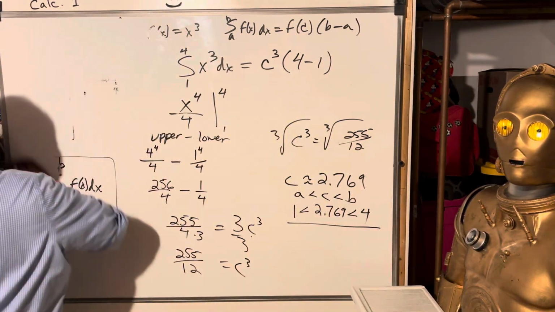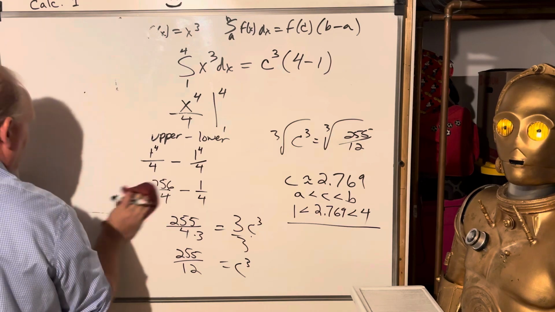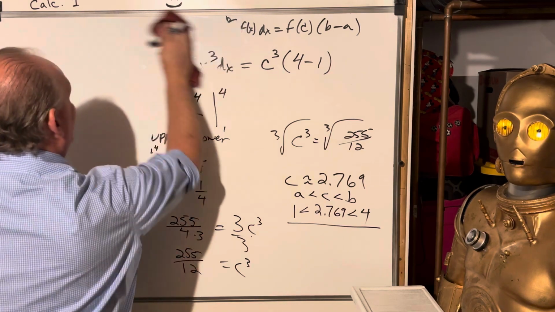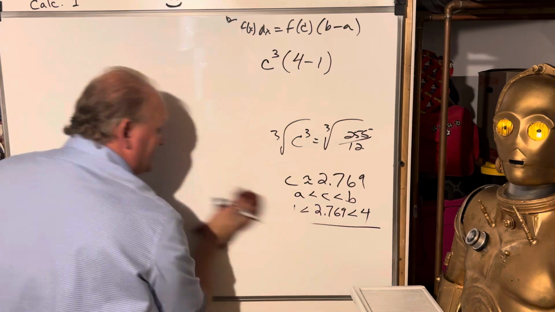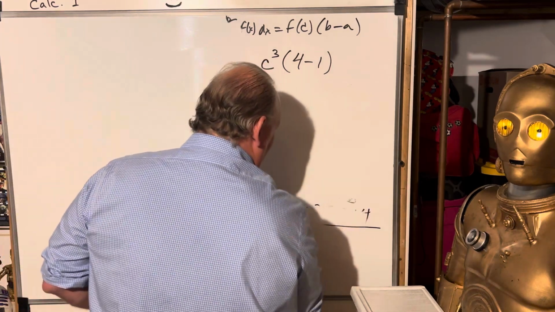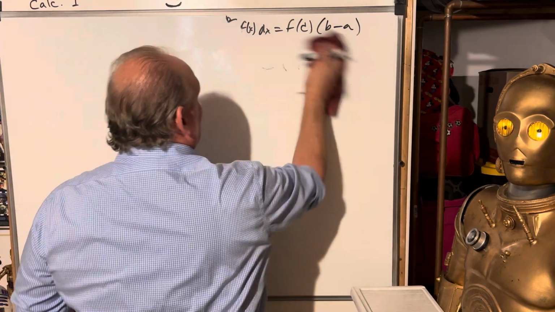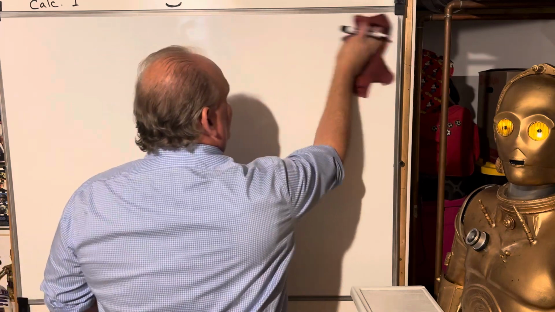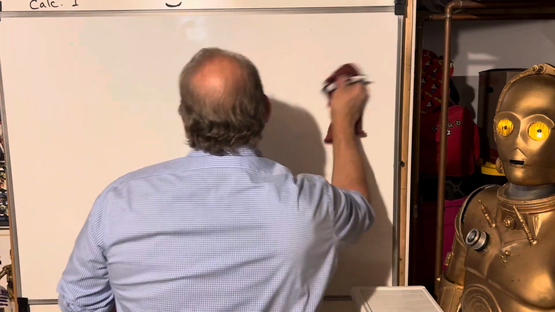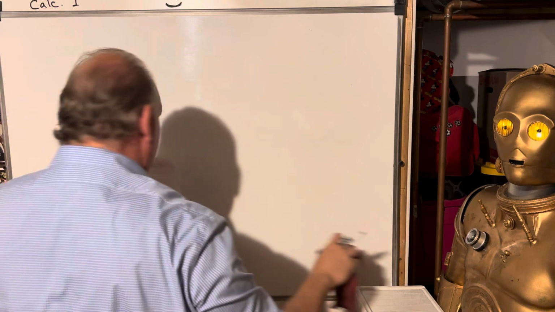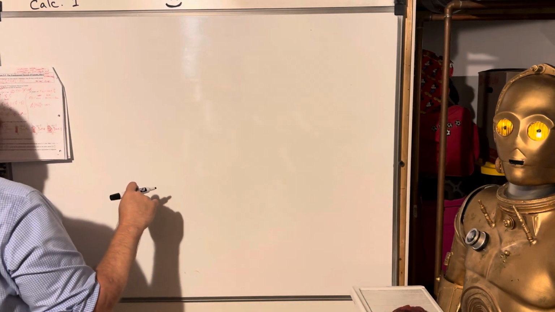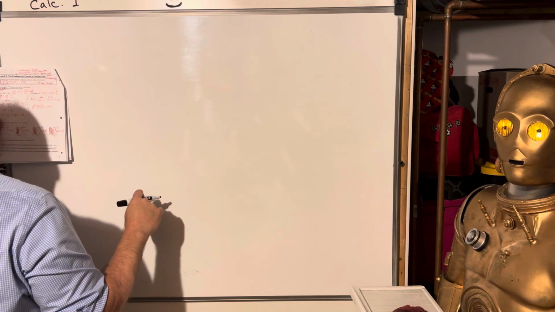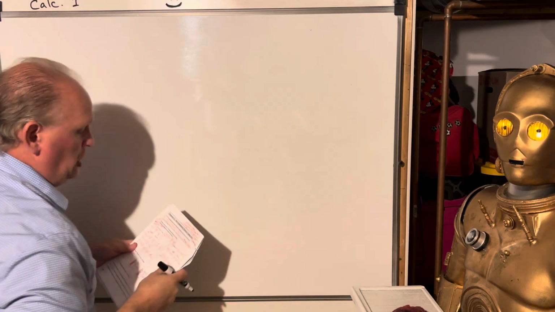Theorem 5.5. That's what's confusing with the note packet: the theorems and the sections are all very, very close. So I thought maybe we were going on to the next section, but we are not. We're still on the same section, still 5.3. So theorem 5.5, the fundamental theorem of calculus, part 2.